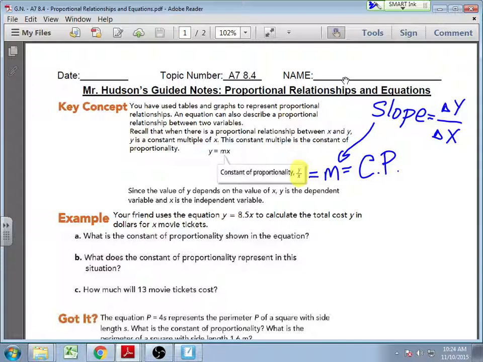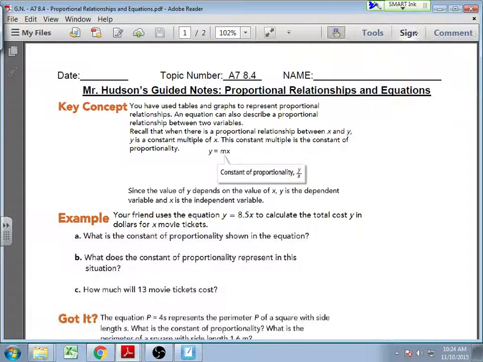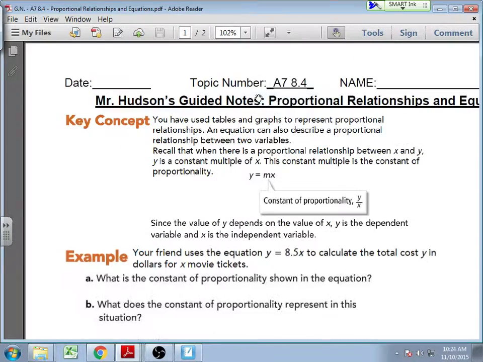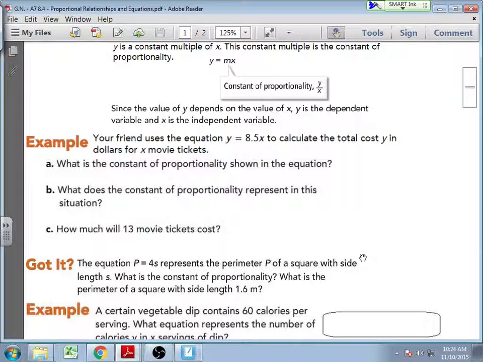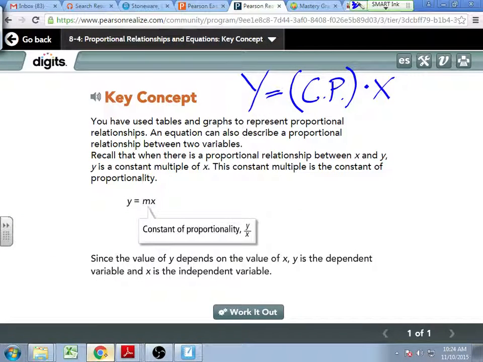The triangle is the Greek symbol delta, which we use for change in. Other questions, comments, concerns? I like that sigh of oh, that makes sense.